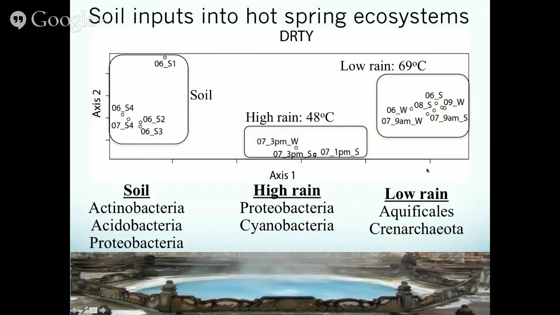In this low rain event, the Ocophocales and the Crenarchaeota were ones that we would typically consider to be hot spring type microbes that are adapted to these hot environments. So we wanted to take a look at whether the abundance of these really is decreasing with increased rain, or whether they're being diluted out. You know, why is that? The pH isn't changing, but the temperature is changing.